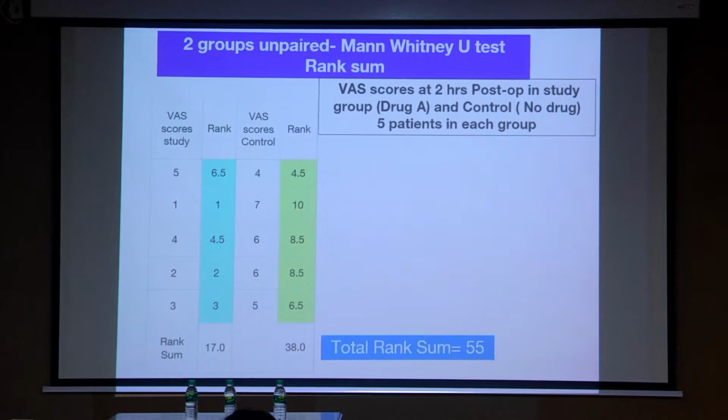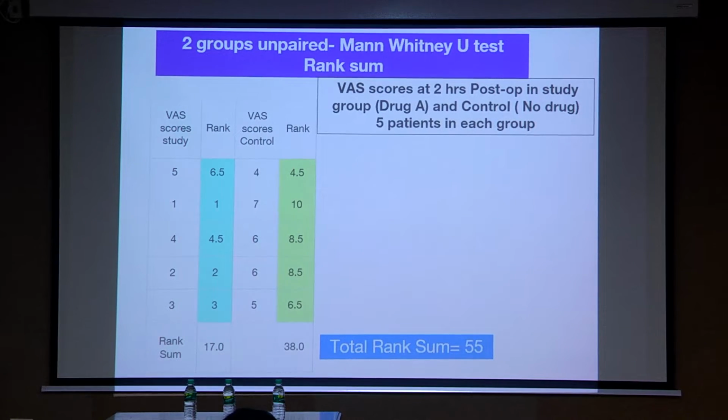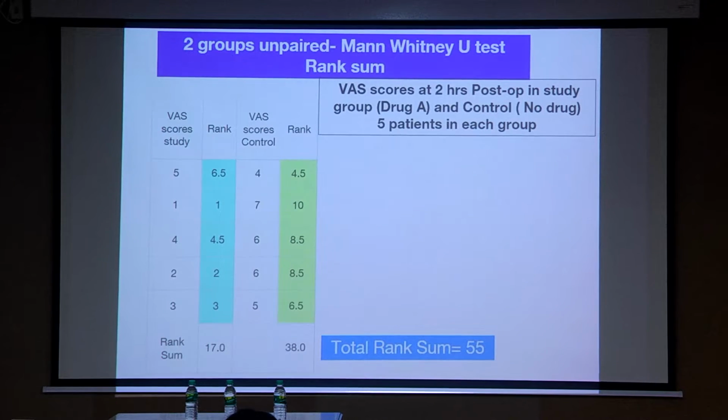In the other 5 patients, we have not given any drug. The rank sum is 38. Apparently, it appears that in the paracetamol group the visual pain score is less, and the drug is working. Yes, that is our common approach.